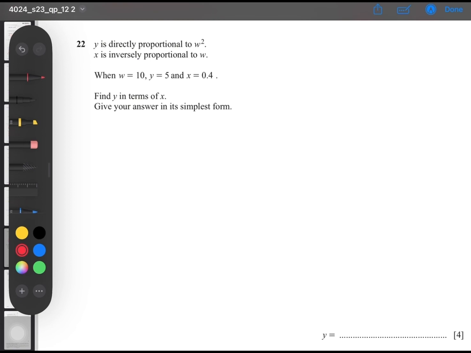Question number 22. y is directly proportional to w squared. x is inversely proportional to w. When w is 10, y is equal to 5 and x is equal to 0.4. Find y in terms of x. Give your answer in its simplest form.